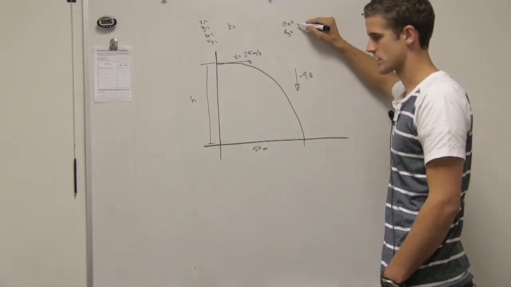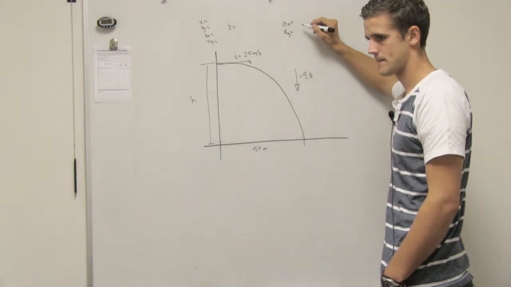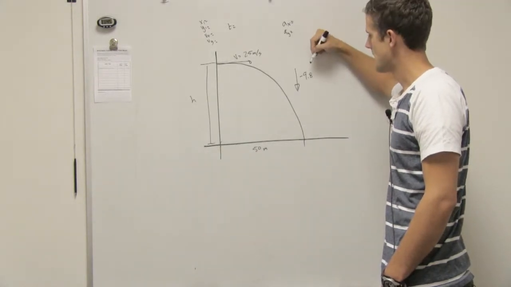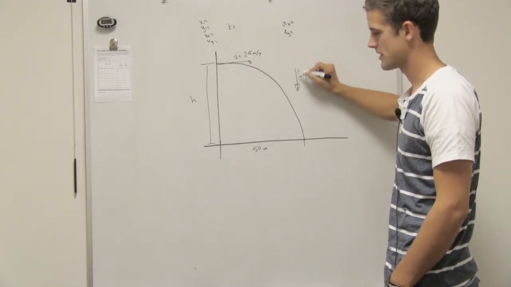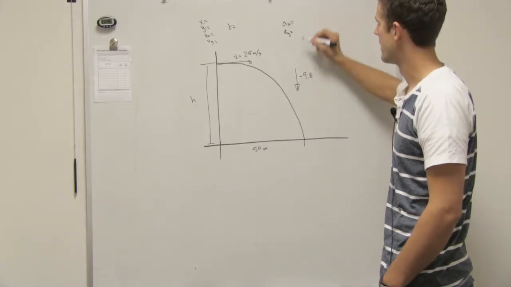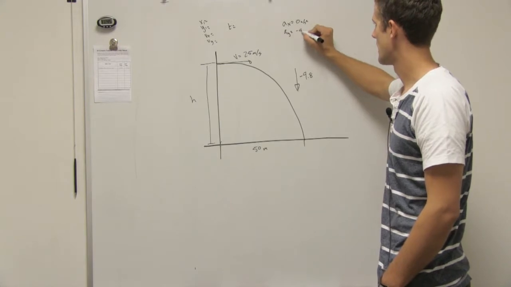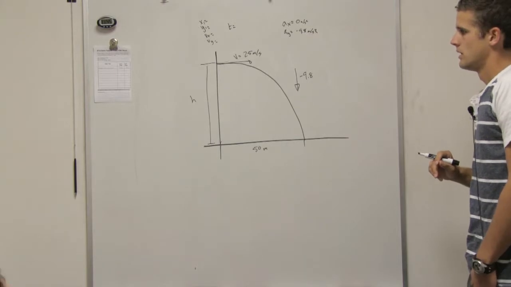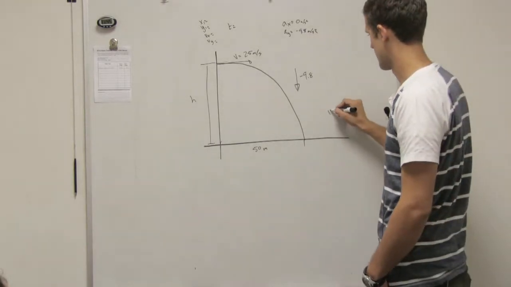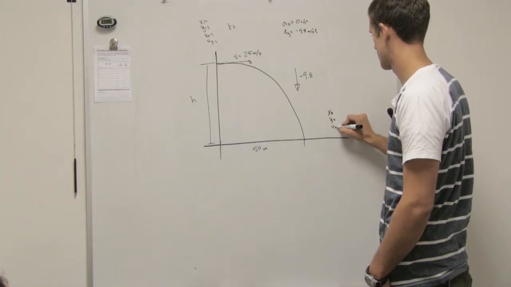So what's your acceleration in x going to be? It's not like 9.8, is it? Because this is all in y, right? Is there an x component to this acceleration? No. So acceleration in x is 0, but in y, it's negative 9.8 meters per second squared. And over here, we've got the same thing: x2, y2, velocity in x2, velocity in y2.